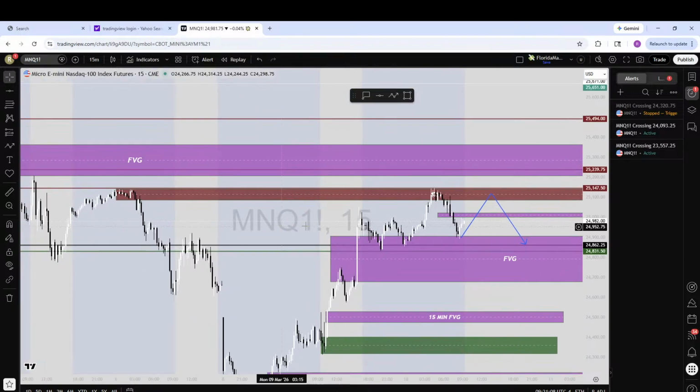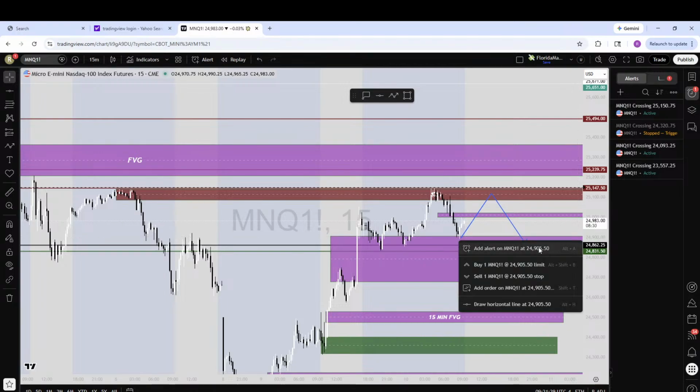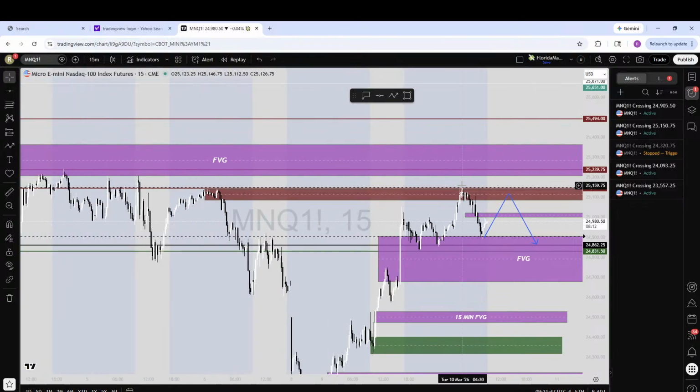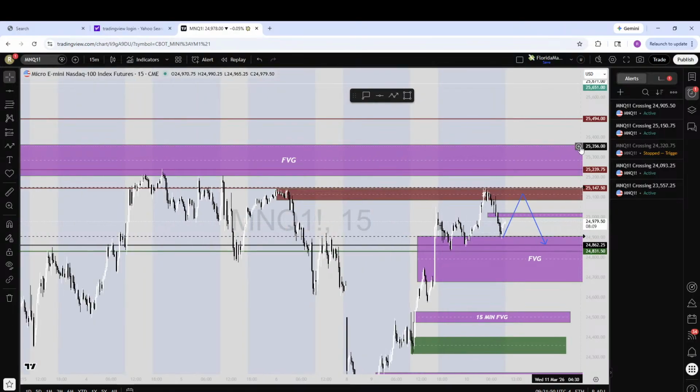But we have all these areas of resistances. If it breaks this resistance, I'm gonna put an alert here. If it comes back to this fair value gap, if it breaks it here, then we are going to see what's happening to this resistance area. So if it breaks it here, then we're waiting for it to go up to this fair value gap. I'm gonna put another alert right here.